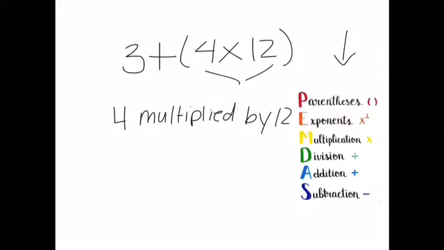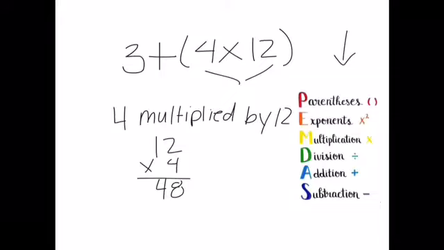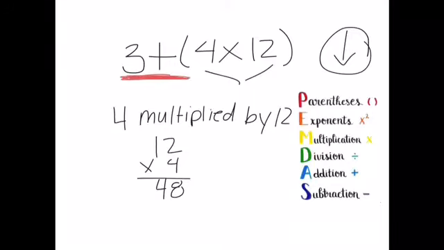So that's first, and I can solve that first. 12 times 4. I know 4 times 2 is 8, and I know 4 times 1 is 4. So I know that this is going to be 48. Now, my next step, looking back to Please Excuse My Dear Aunt Sally, I did my multiplication. Do I have any division? Nope. So I move on to addition. This is telling me plus 3. So now I need to do 48 plus 3, which is going to give me 51. Okay, and that's my answer.